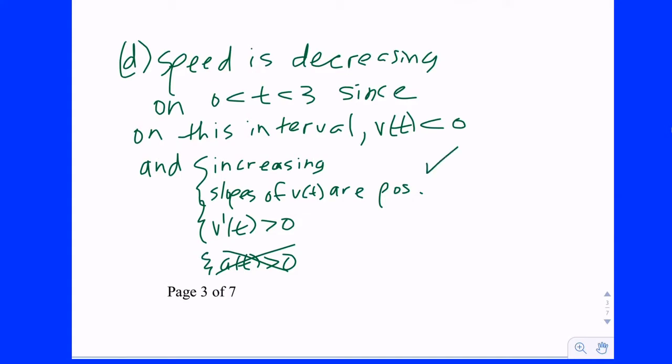If they're the same sign, speed is increasing. If they're opposite sign, speed is decreasing. But you must say what the signs are. They're either both positive, both negative, or one is positive, one is negative, and which is which.